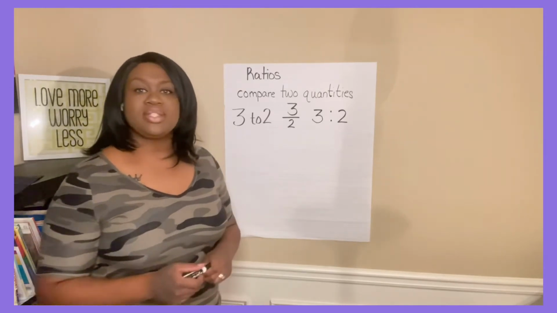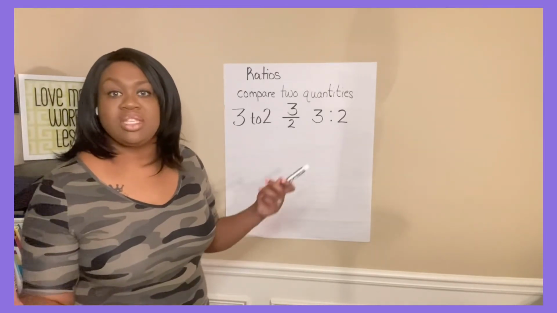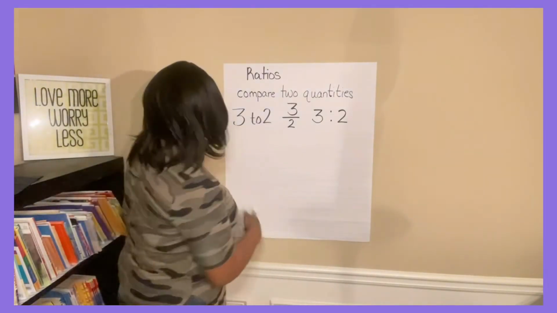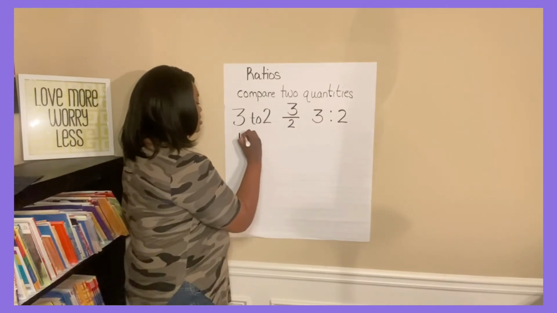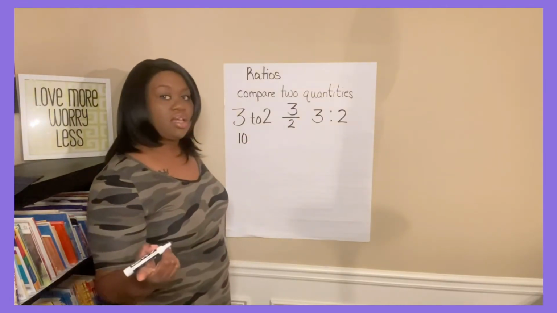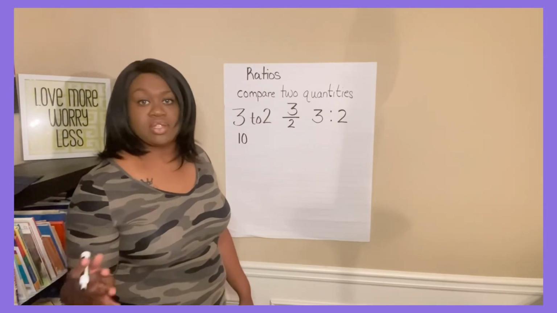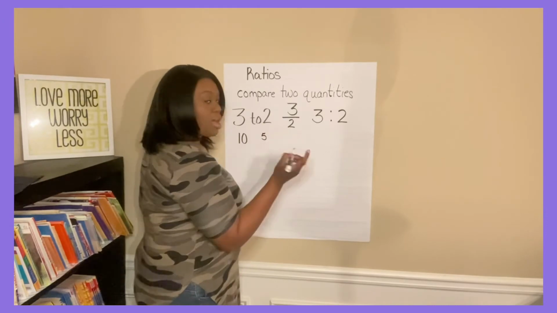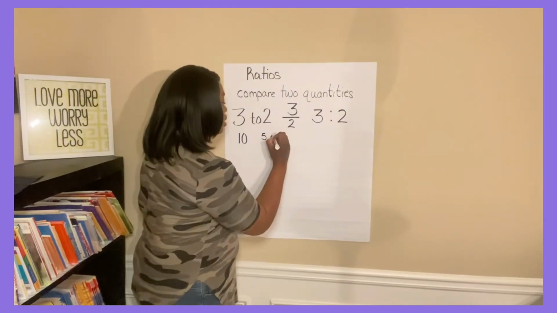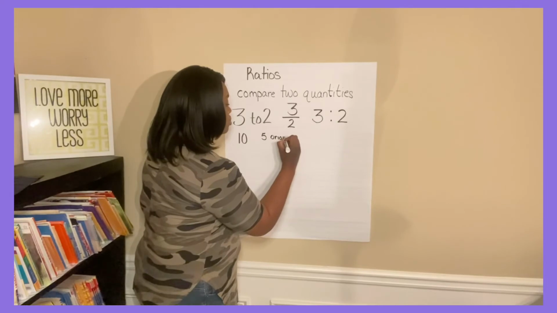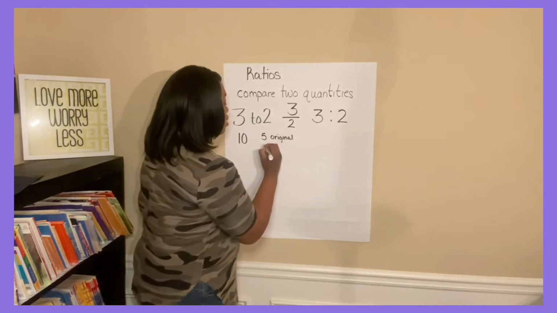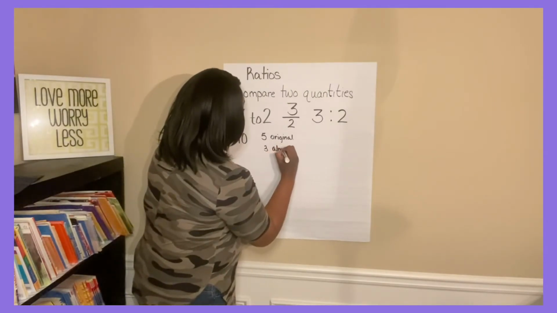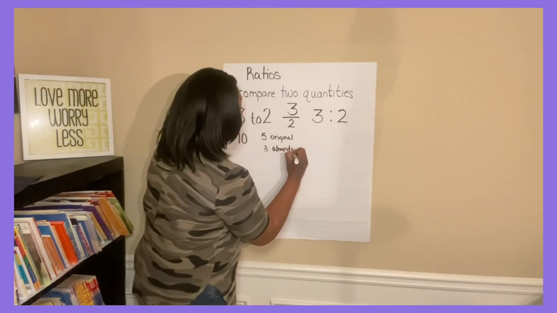All right, so let's just say I had 10 Hershey's Kisses, all right? I love chocolate, so that's a good example for me. And we know that Hershey's Kisses come in different flavors. I had 5 of those Hershey's Kisses that were just original or regular. And then I had 3 of them that had almonds in them. Okay?